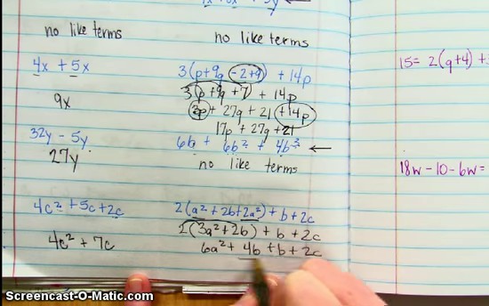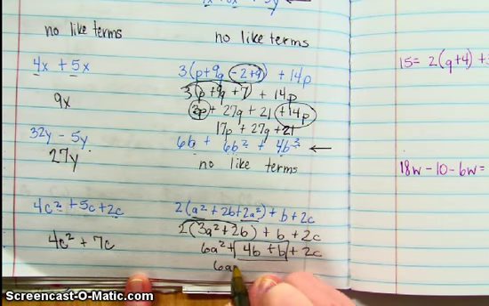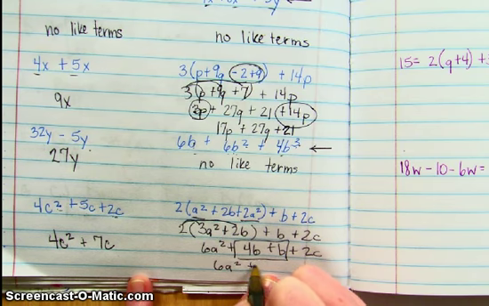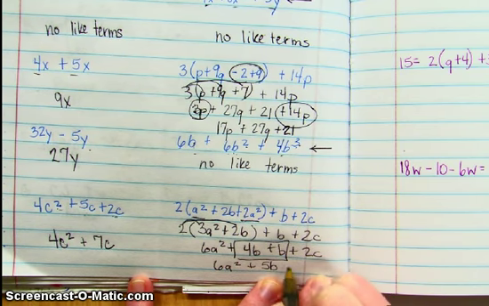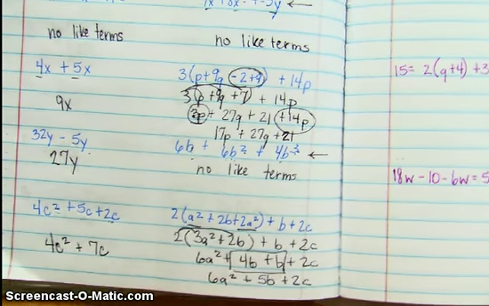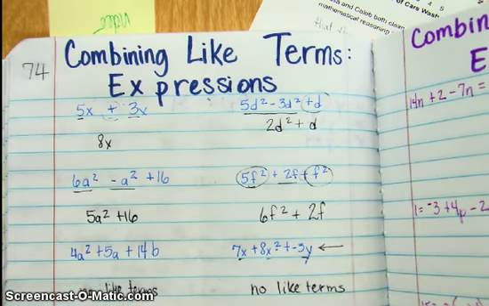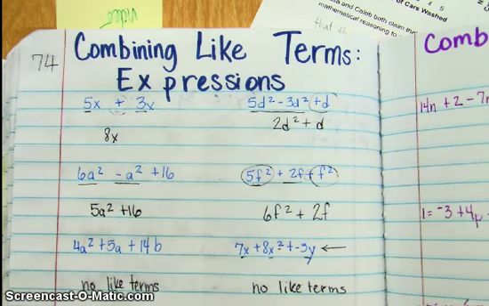We have more like terms right there. So in simplest form, we're going to have 6a to the second plus 5b plus 2c. The 5b comes from adding the 4b and another b together, which makes 5b. So there we have how to combine like terms if we're dealing with expressions.